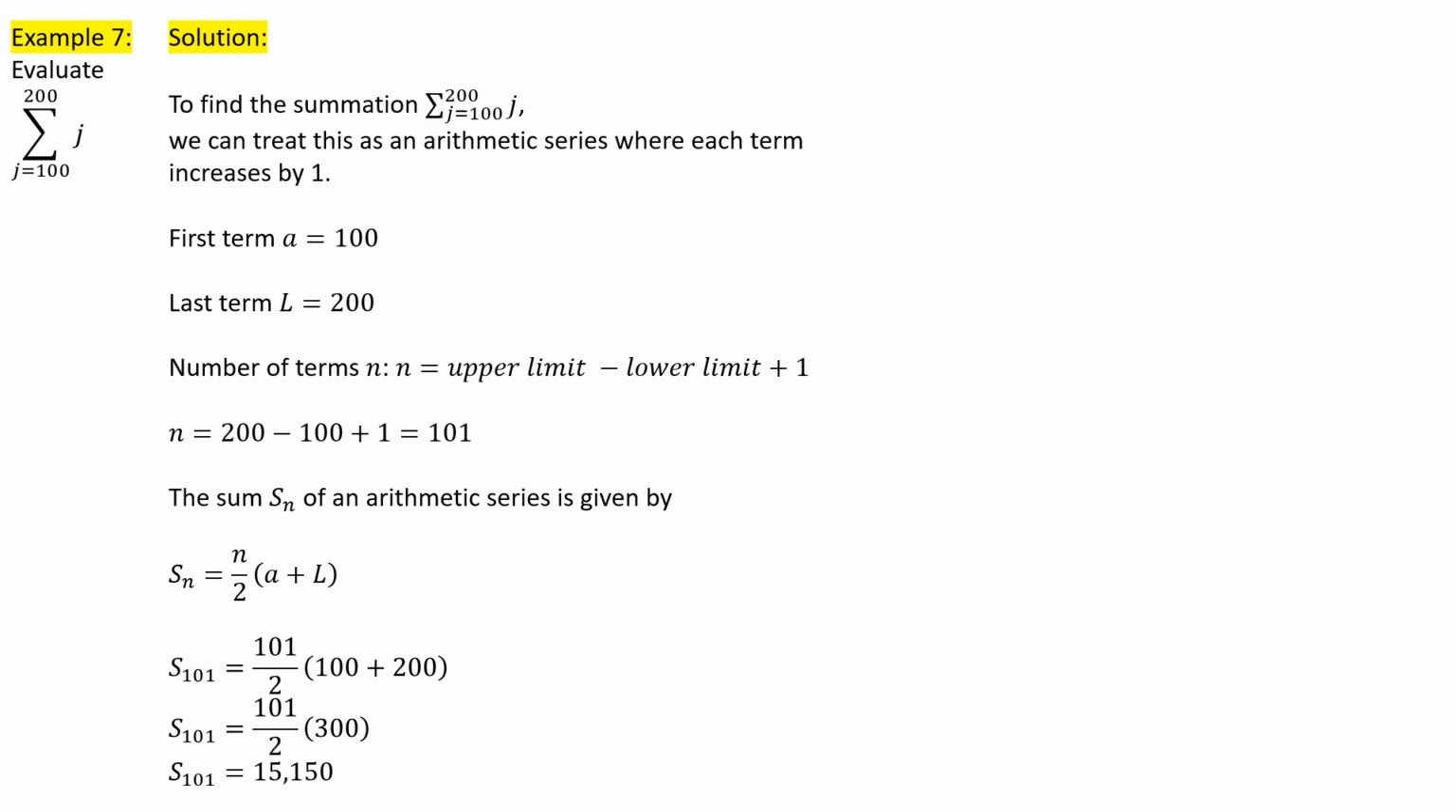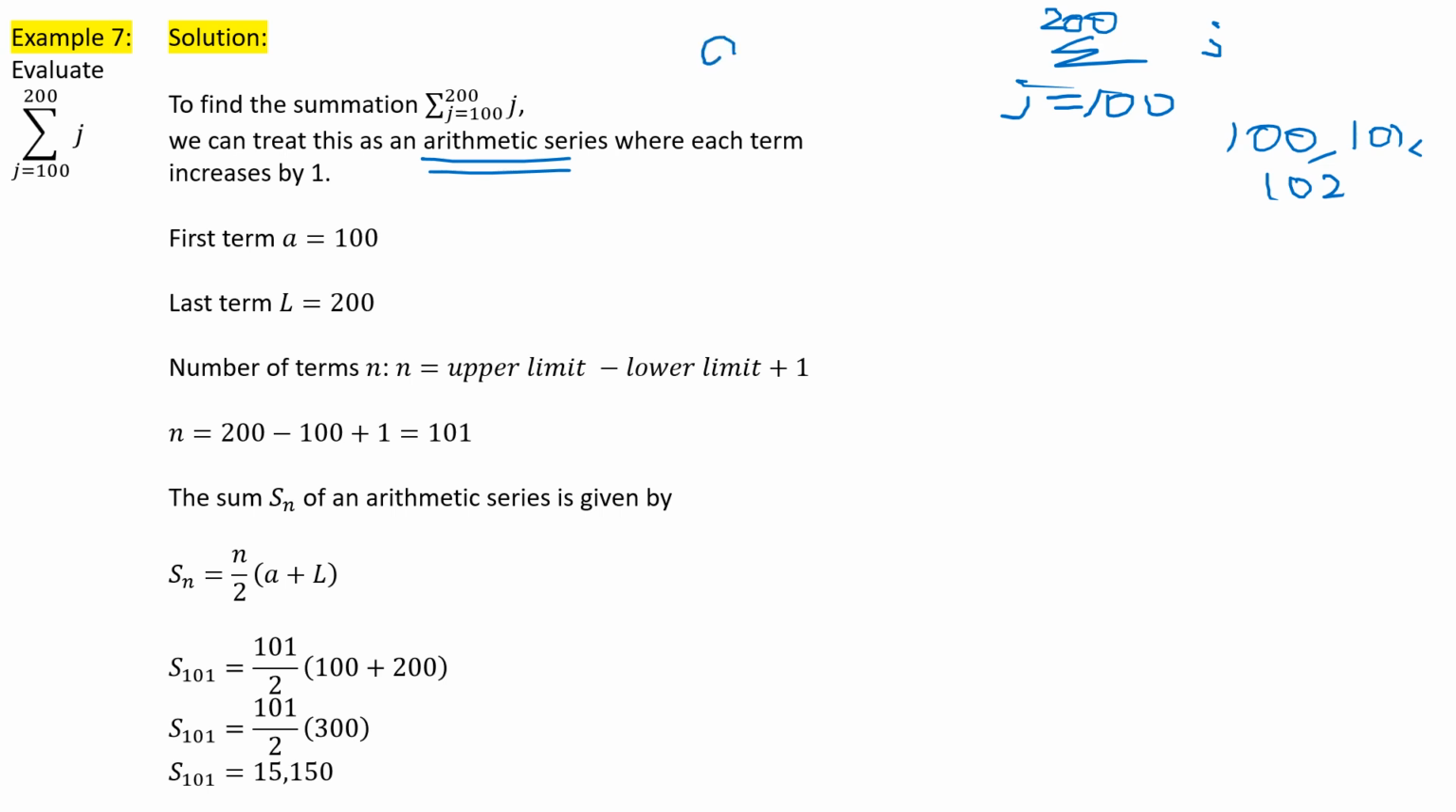Same idea here. So here I have to find the summation j starting from 100 to 200. And we have j here. So this is an arithmetic series. So what do you mean by arithmetic series? If I replace j by 100, you will get 100. Then j by 101, j by 102. So every term increases by 1 from the previous term. So here the first term a is equal to 100. The last term l is equal to this value 200.